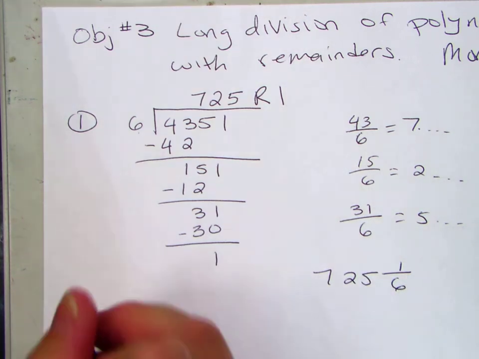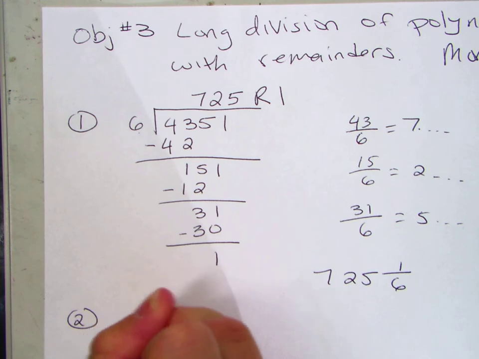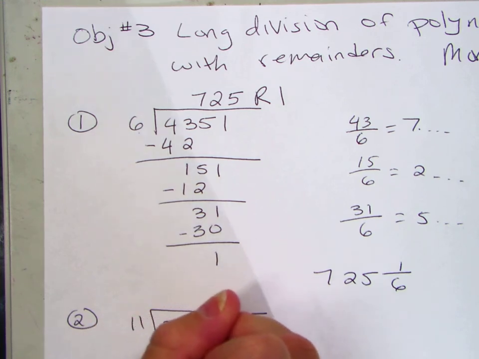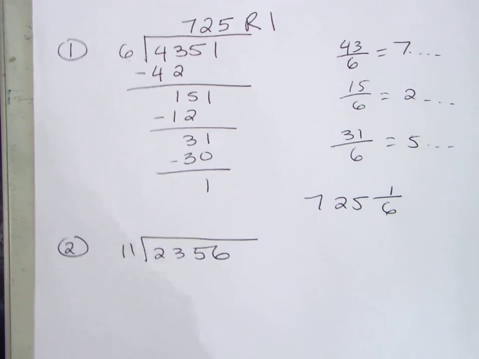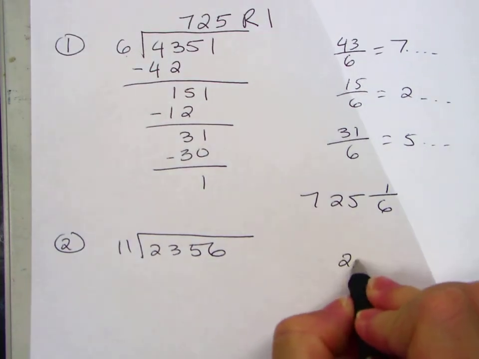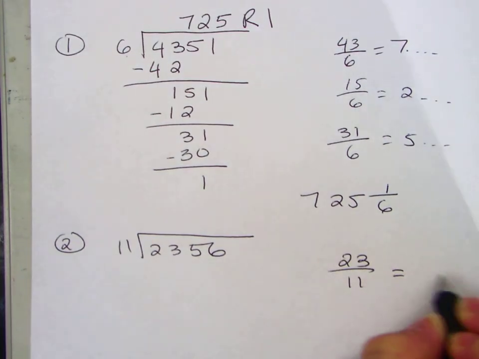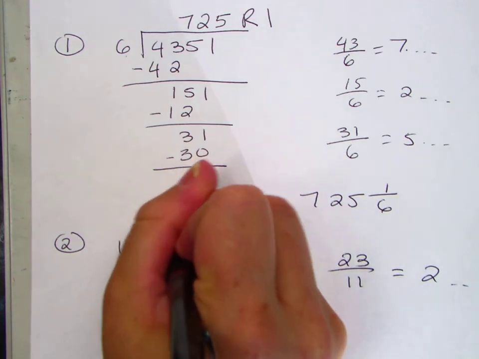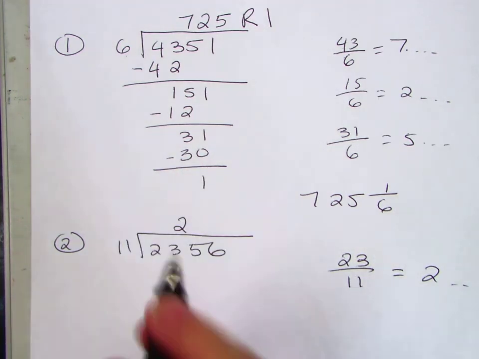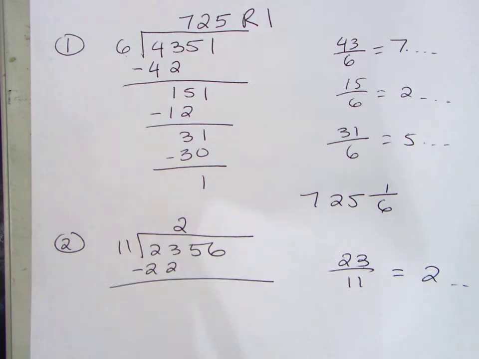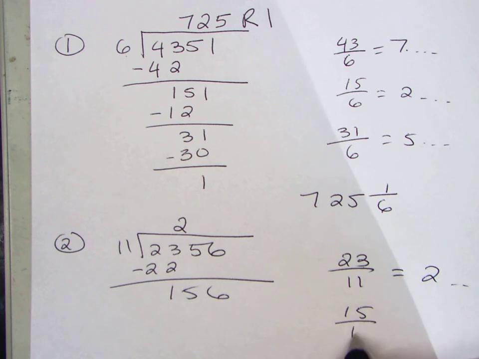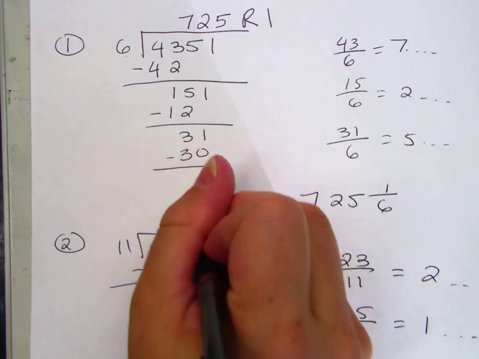All right, let's do one more. 11 into 2, 3, 5, 6. Pause the video, try it on your own. So 23 over 11 is 2 and change. Put the 2 over the 3, always the second number. 2 times 11 is 22. Subtract. 1, 5, 6. 15 over 11 is 1 and change.